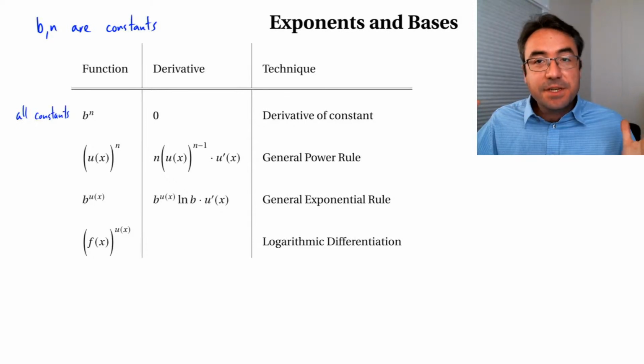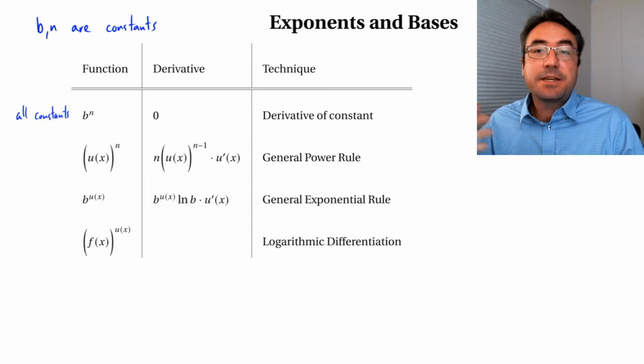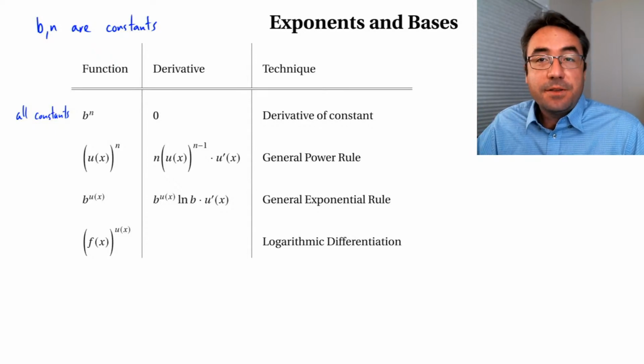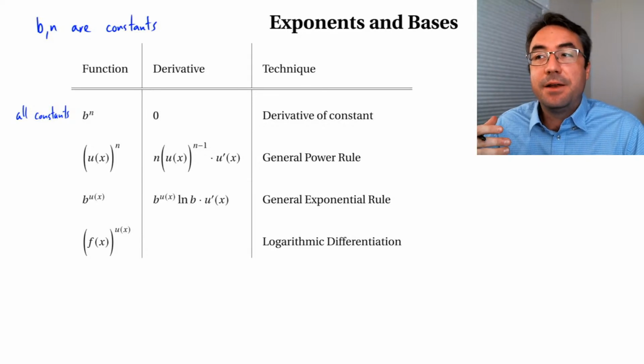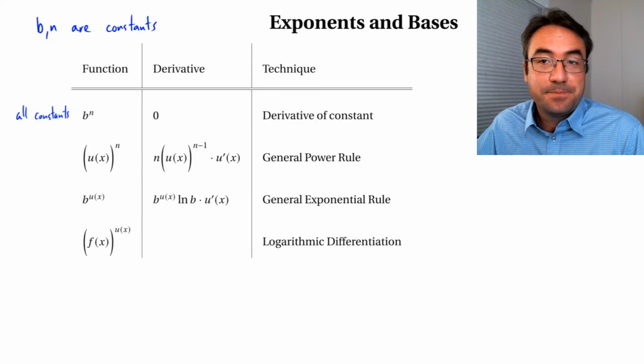So when everything's a constant, when both the base and the exponent are constants, that function is just a constant term, so we know the derivative of a constant is 0. So the derivative of b raised to the power n would just be 0.